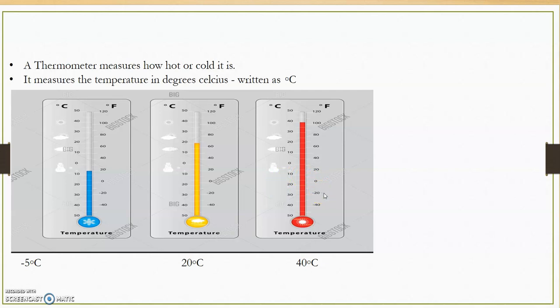Then our third thermometer is recording 40 degrees Celsius, which is very, very hot. Okay, there is our 40 degrees Celsius. But if we're reading on this side, it's about 100 and something degrees Fahrenheit. We're not interested in Fahrenheit, we are only interested on this side. So 40 degrees Celsius means that it's very, very hot.